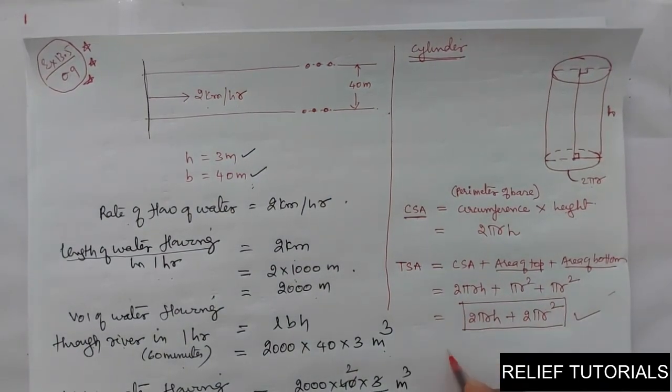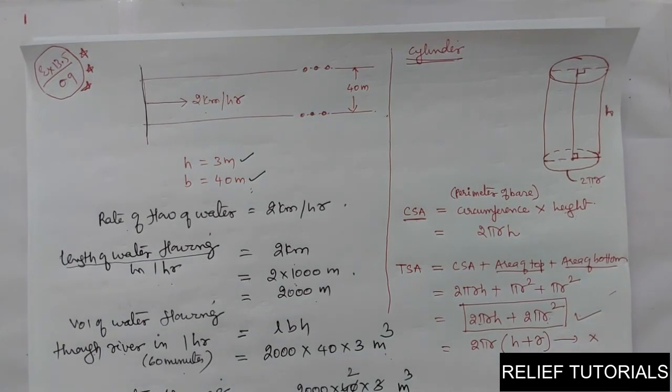Clear? And you can modify this. Take 2 pi r common, and what is left is h plus r. No need of remembering this form, just remember this formula: curved surface area 2 pi r h plus area of base and top, that is plus 2 pi r square. So CSA and TSA.